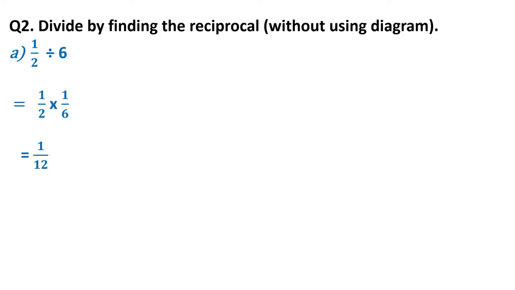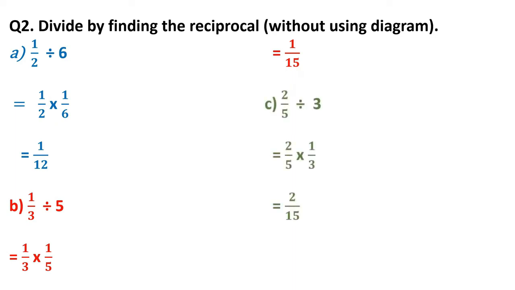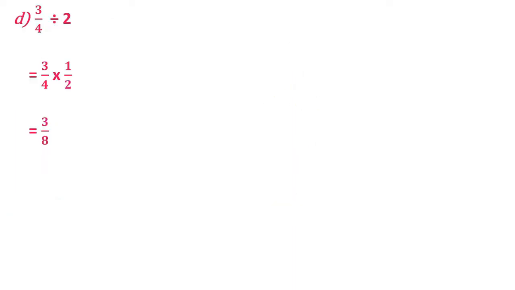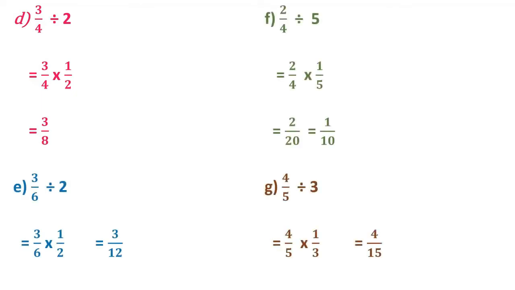Now the next one, you can see 1 by 3 divided by 5. So again we are taking the reciprocal. 5 will change to 1 by 5, and the division sign will change to a multiplication sign. So again when we multiply the numerators, we get 1, and when we multiply the denominators, 3 into 5, we get 15. So our answer is 1 by 15. And the same thing we have done here also. You can see all these questions, and you can note down the solutions of all these questions in your copy.